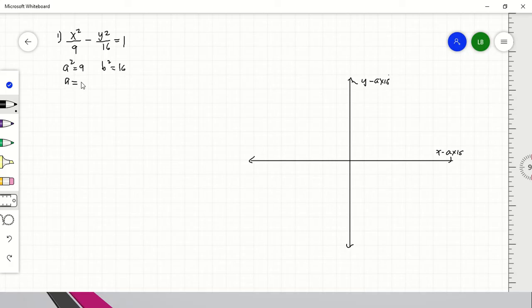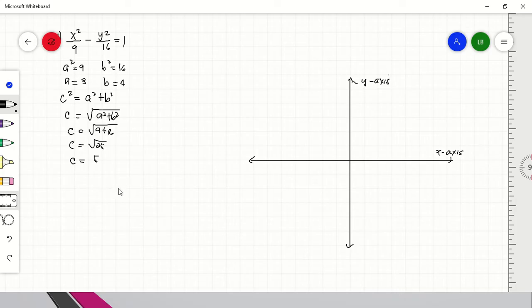So, a equals 3 at yung b natin ay 4. Para makuha si c, so, meron tayong c squared equals a squared plus b squared. So, we have c equals square root of a squared plus b squared. C equals square root of 9 plus 16. So, c equals square root of 25 and c equals 5. So, this is our focal distance.